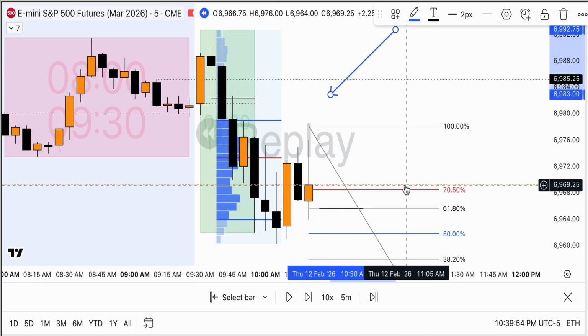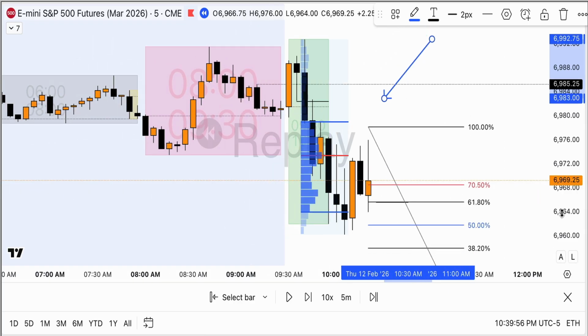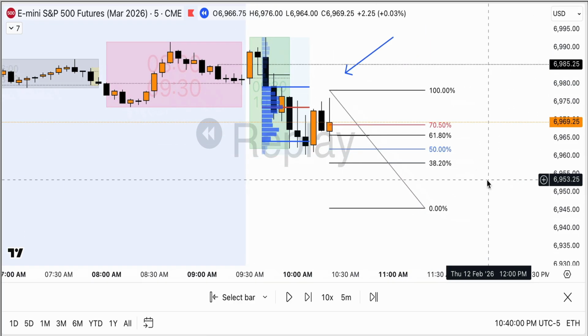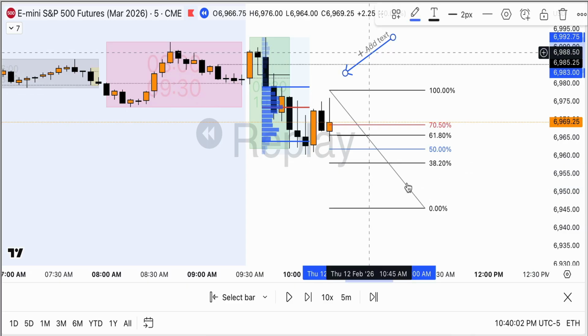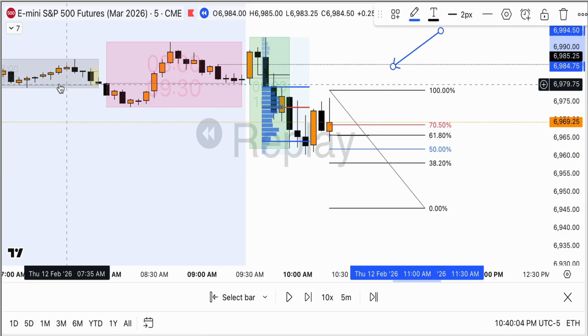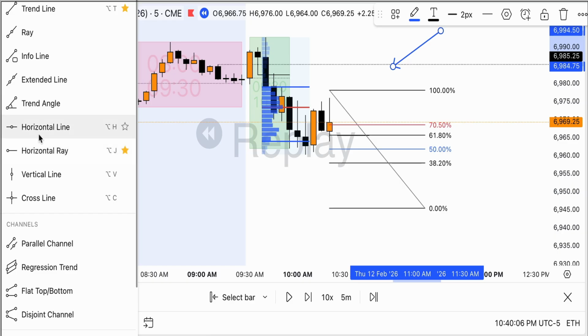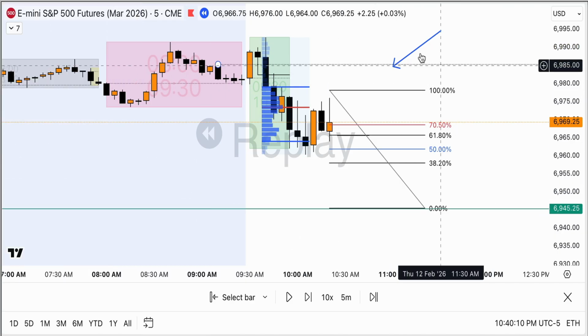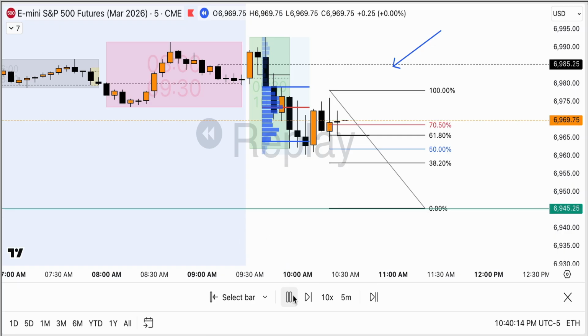And this is your target, right? It's 100% of the move. So this level here is what you're targeting. Put a line there. Okay, that's what you're targeting. So if we play it, we can see clearly we get there very quickly.